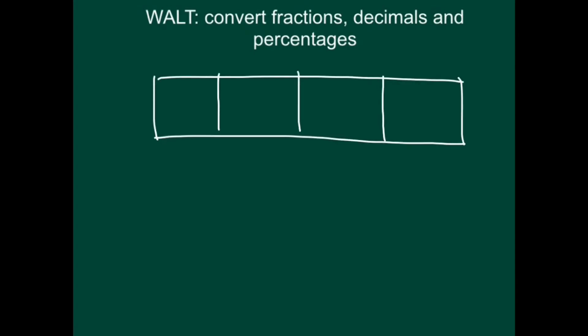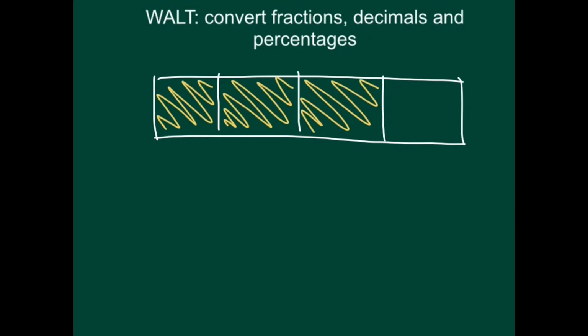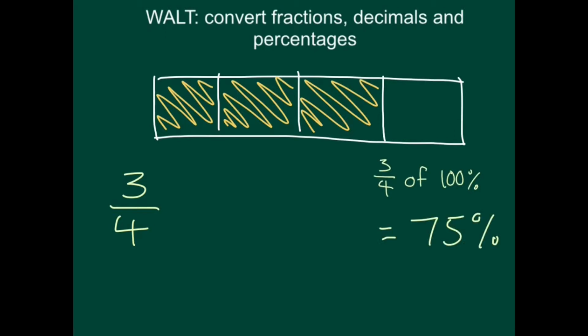Now let's get a little bit more complicated. I've got a superbly drawn muesli bar here, and let's say I ate 3 quarters of it. We know our fraction is 3 quarters, but what will our decimal and percentage be? Well, we haven't eaten 100% of the muesli bar. We've had 3 quarters of 100%. So 3 quarters of 100 is 75%. And as for our decimal, well, 3 quarters of 1 whole is 0.75.